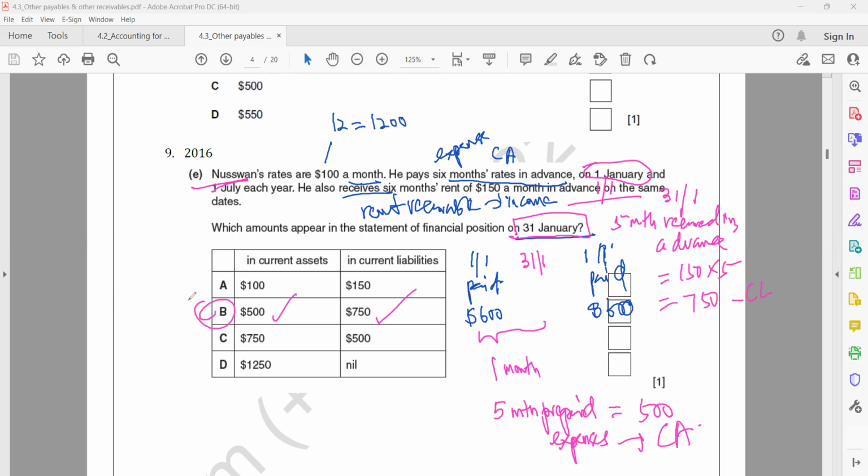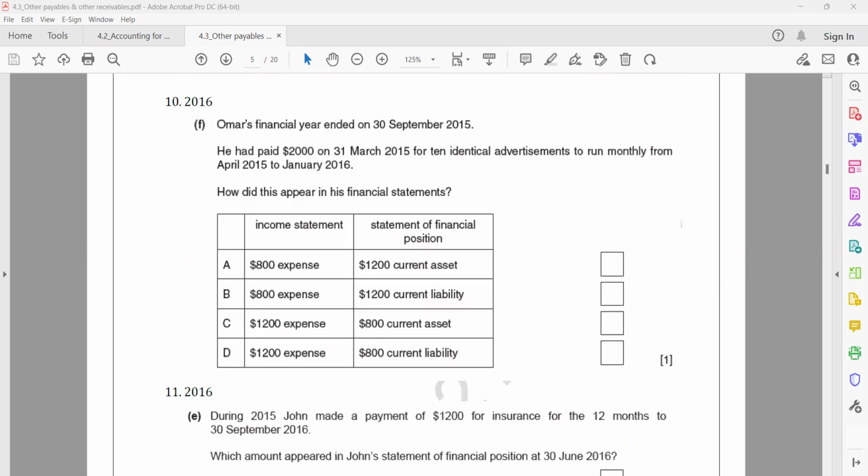Yeah. Now I move on. So you can refer to the recording later. Question 10. Omar's financial year end is 30th September. He has paid 2,000 on 31st March 2015 for 10 identical payments to run monthly from April to January. So when he paid on 31st March 15, this is paid. And this one pays for which period? Until January, meaning 31st January 16. Okay, this one equals 10 months.